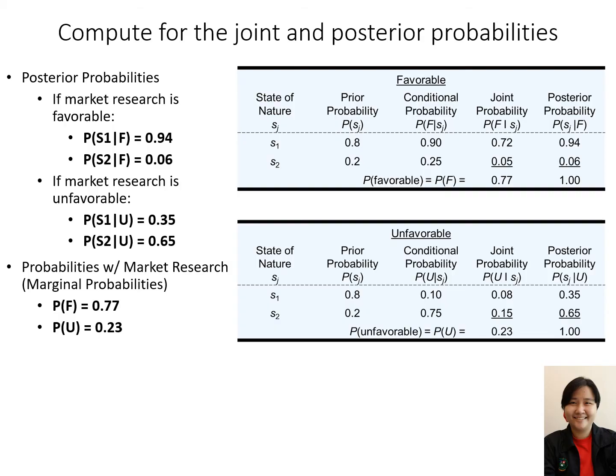Let us now check our answers to see if they are correct. For the marginal probabilities, it is 0.77 and 0.23. Notice that we're able to get it right. For the posterior probabilities, under favorable, we have 0.94 and 0.06, which we were able to get correctly. And lastly, under unfavorable, we have 0.35 and 0.65, which we were able to derive correctly as well.